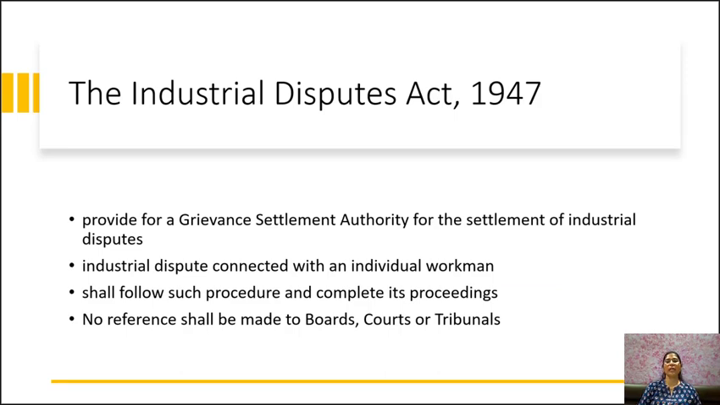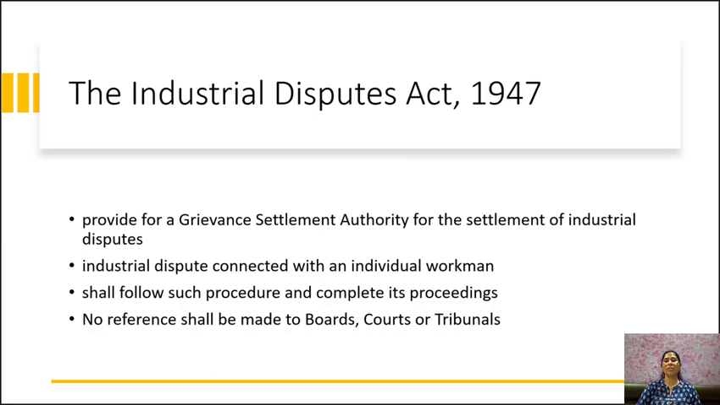Regarding the Industrial Disputes Act 1947, this Act provides for the following provisions in order to fulfill grievance settlement. This law provides that the employer in relation to every industrial establishment in which 50 or more workmen are employed shall provide for a grievance settlement authority for the settlement of industrial disputes connected with an individual workman employed in the establishment. The provisions of this authority shall be in accordance with the rules made in that behalf.